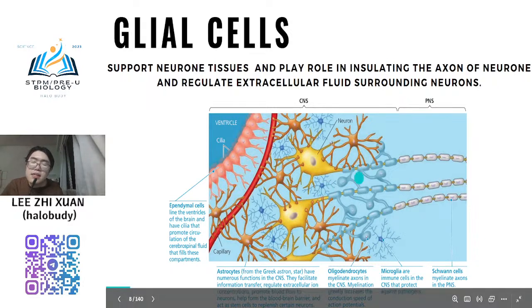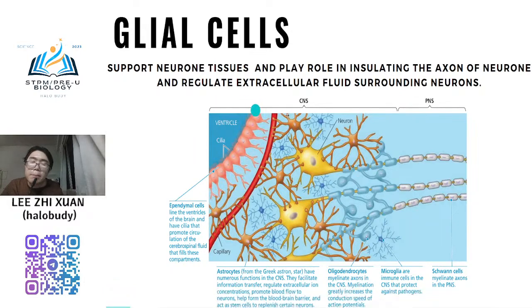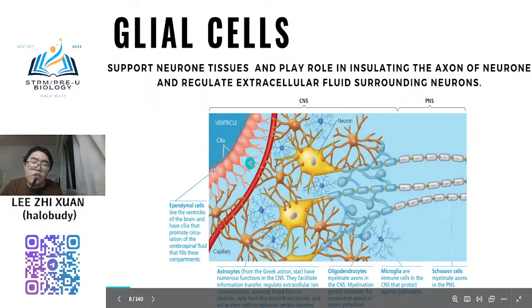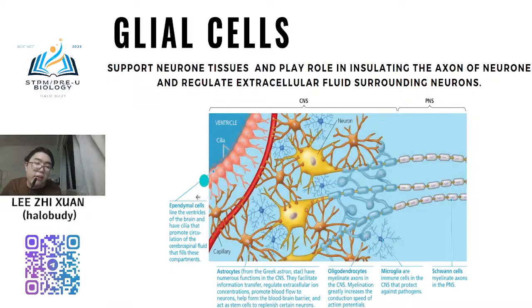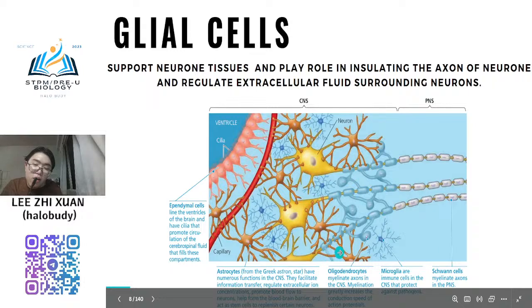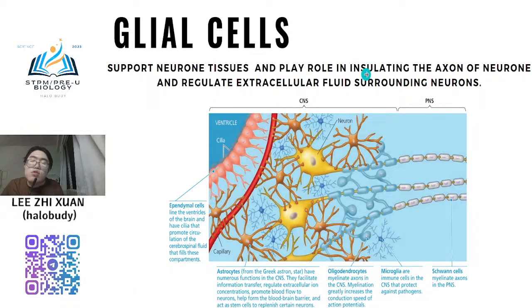So in the nervous system, the support for neuron tissue is what we call glial cells. You see this diagram. There are actually many types of glial cell. One type is the ependymal cell, astrocyte, oligodendrocyte, microglia, and also Schwann cells, which are also one type of glial cell that provide the support and also insulating of the neurons. Okay, so this one is not very important.